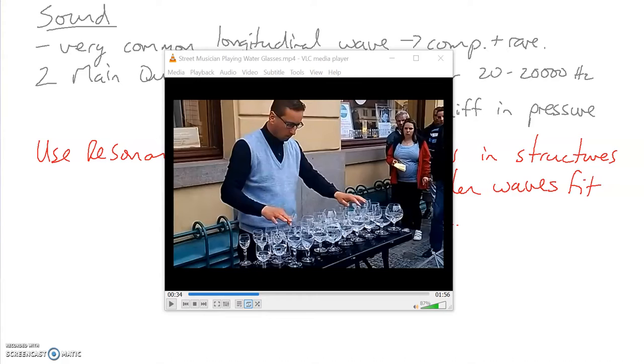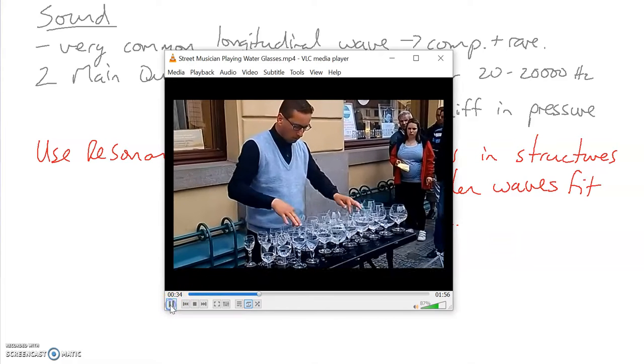So here's a little video of a street performer, and I'm not sure how well the sound is going to come through with this because I'm playing it on my device like this, but we'll see how it goes. And they're playing the glasses, and it's all about resonance. So the glasses are different shapes, they're different sizes, they have different amounts of water in them. When you change the structure, you change the resonant frequency. So as you change the frequencies, you can play music. So we'll get this guy going here a little bit.